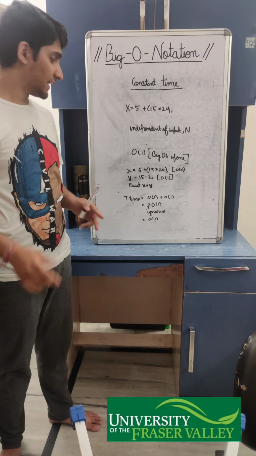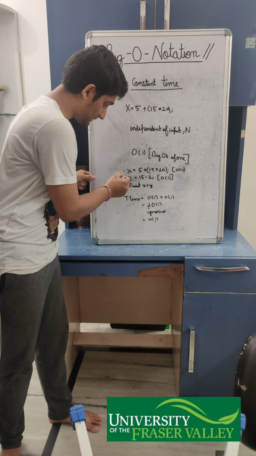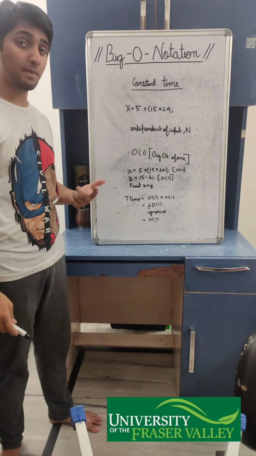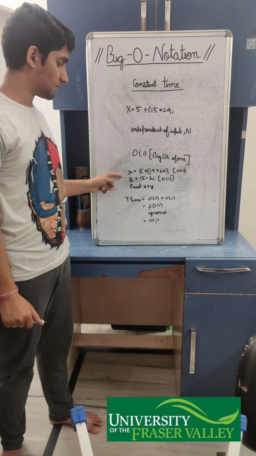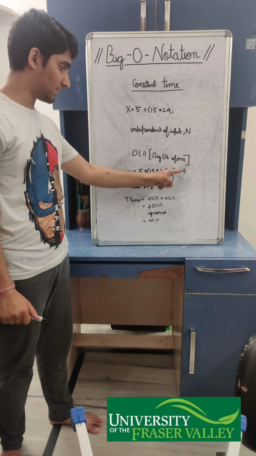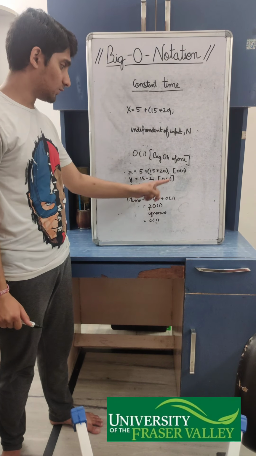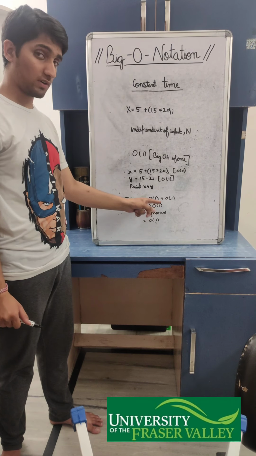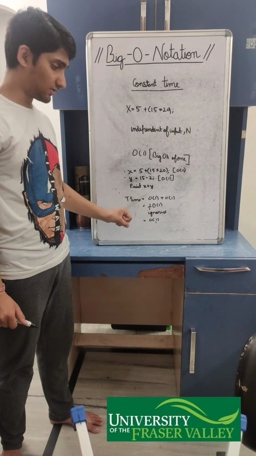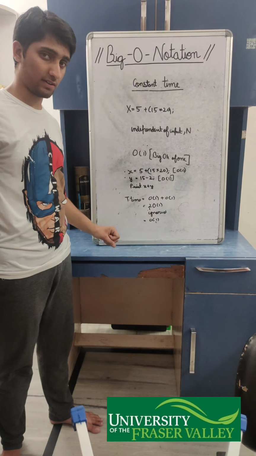Now imagine that you have two statements, both independent of n. What is the complexity? We will add it: O of 1 for this statement plus O of 1 for this statement. It gives us O of 2. We know that constants are ignored, so it would be O of 1.